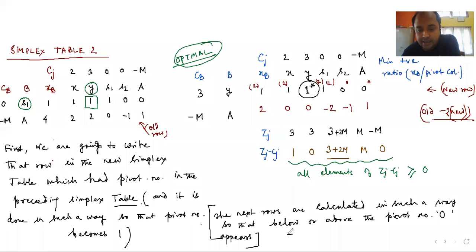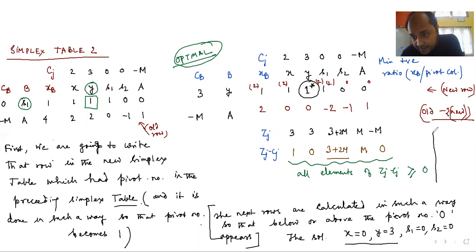The solution is, since x is not present in the basis, so x is 0. Y is present in the basis, so y is 3. So we have got the values of x and y. But S1 is not present, so it is 0. S2 is not present, so it is 0. And artificial variable is present with the value 2.